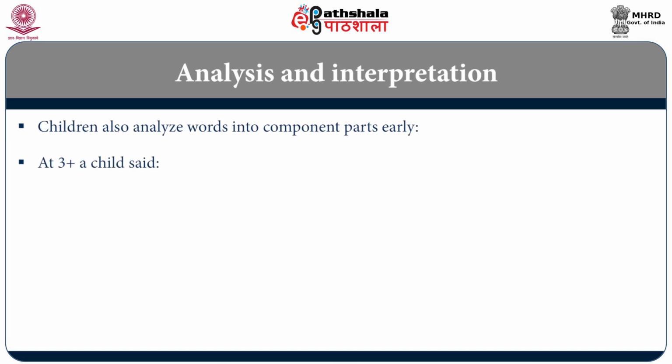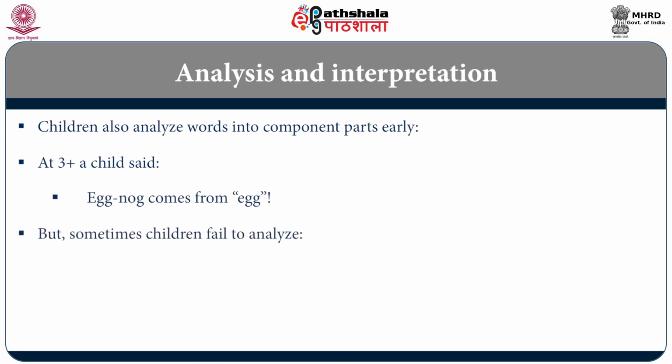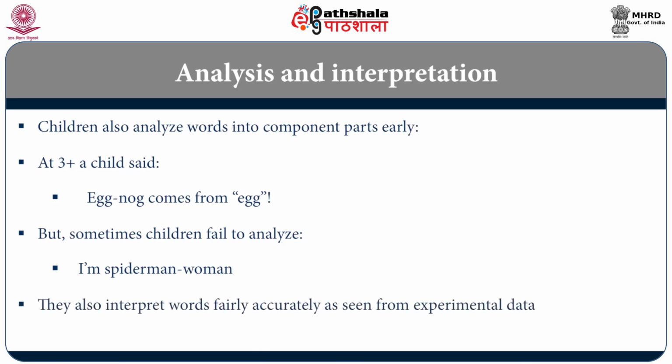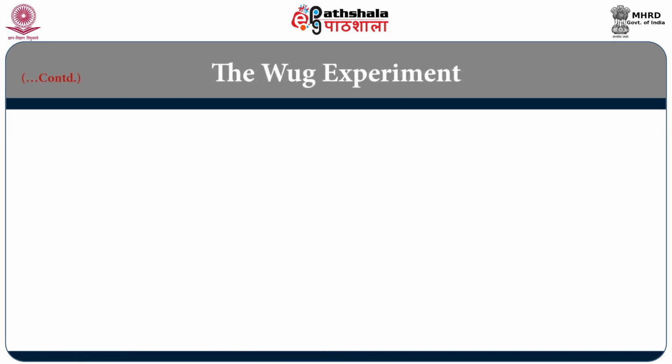At the age of 3 plus, a child said, eggnog comes from egg. But sometimes children also fail to analyze words. So a child said, I am Spider-Man woman. Experimental data also show us that children interpret words fairly accurately, and experimental data also shows that they move from form to meaning. A very famous experiment called the Wug Experiment was conducted.